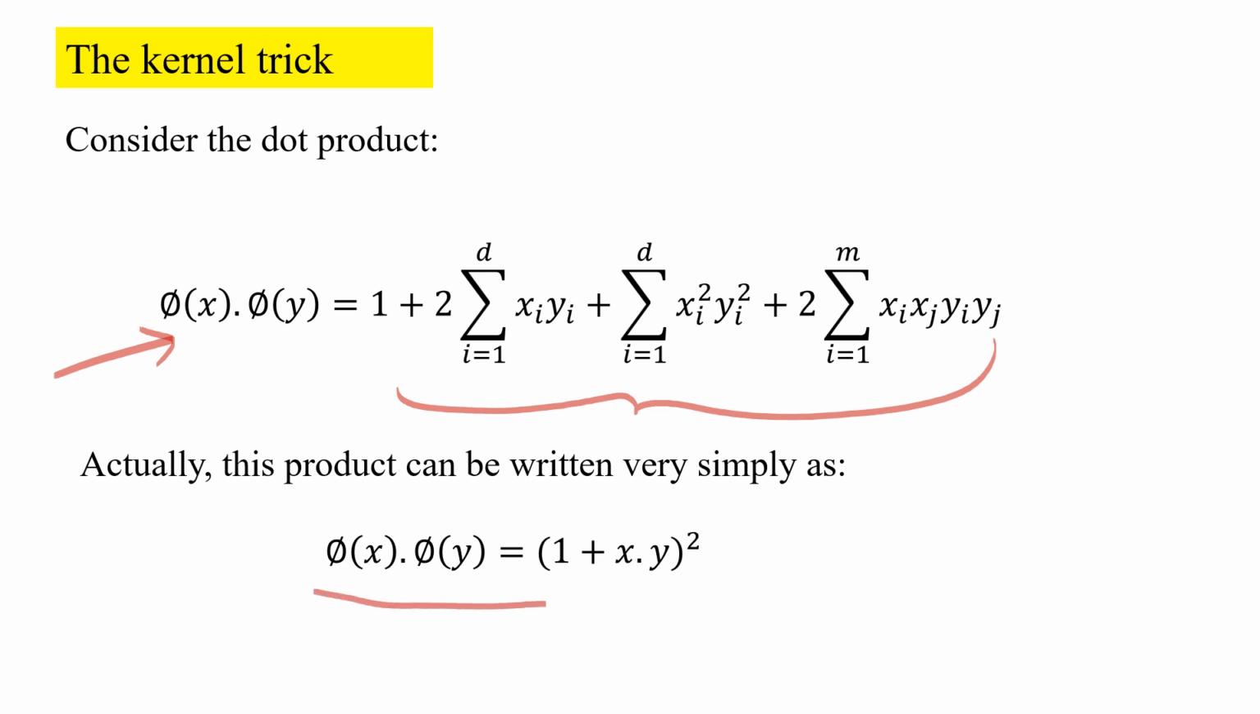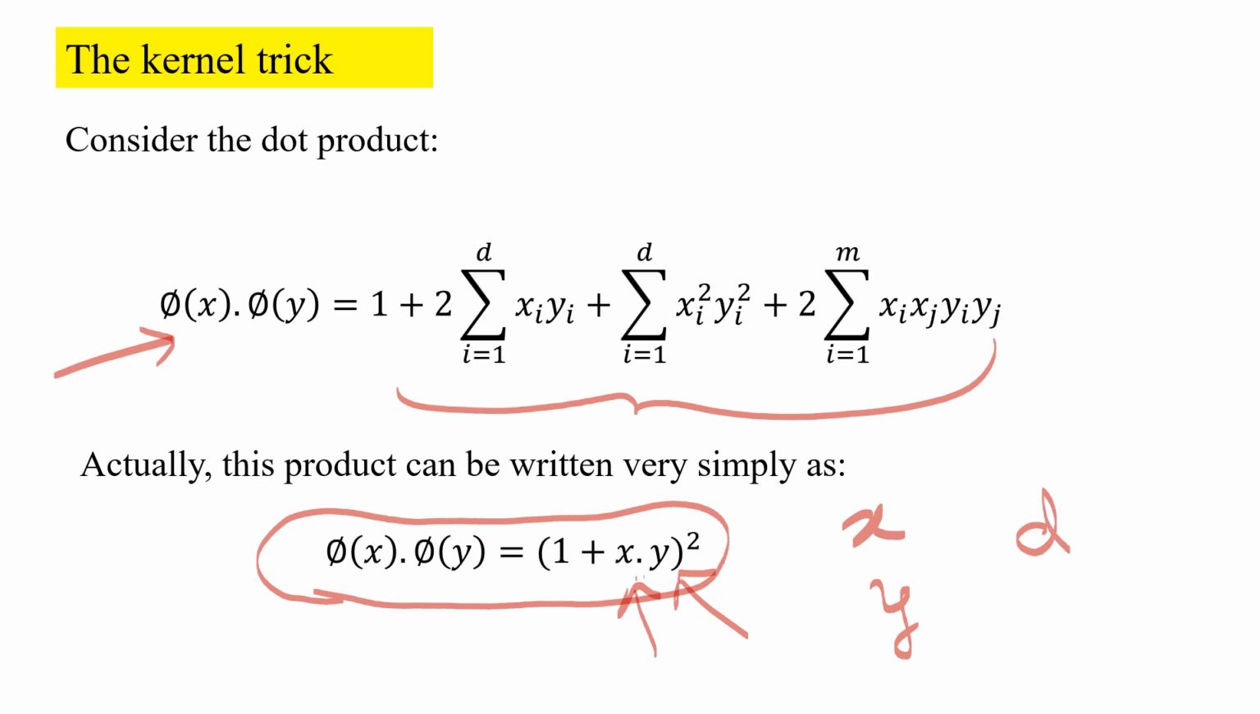However, there is a very simple form in which this dot product can be enumerated. Since we are talking of polynomial basis 2, the product is 1 plus x dot y. Now see, this is x and y. We are not talking of phi x or phi y. So x and y are still in degree d. X is still in degree d.